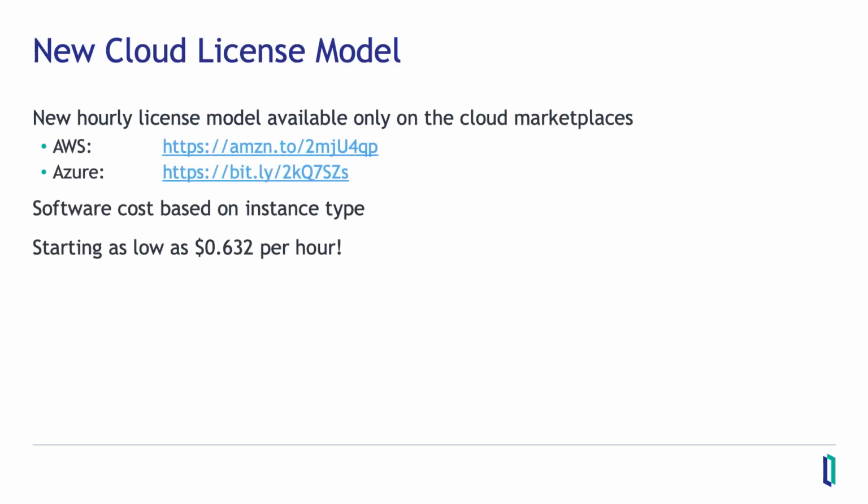One thing I wanted to mention here too is that I think they made some of the announcements here, but there is a new cloud license model. It's an hourly model, and it's available only on the cloud marketplaces for AWS and Azure. I have some shortened links up there if you want to take a look. The software cost is based on the instance type, meaning how many cores and memory and things like that you're configuring it on. But it starts as low as just 63 cents per hour.